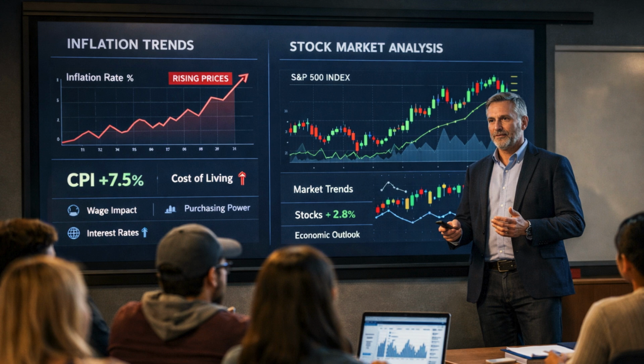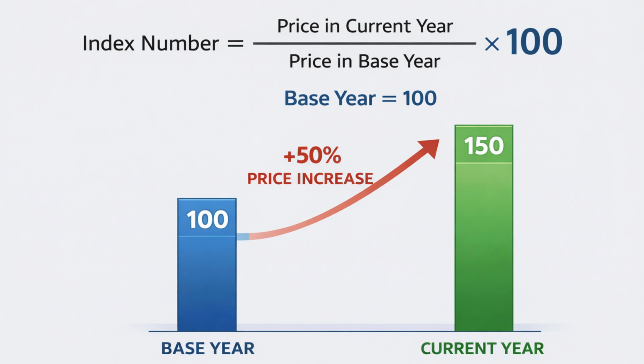Let's begin with the most fundamental question. What exactly is an index number? An index number is a statistical measure used to represent the relative change in a variable over time or across locations. In simple terms, an index number tells us how much something has changed compared to a base value.